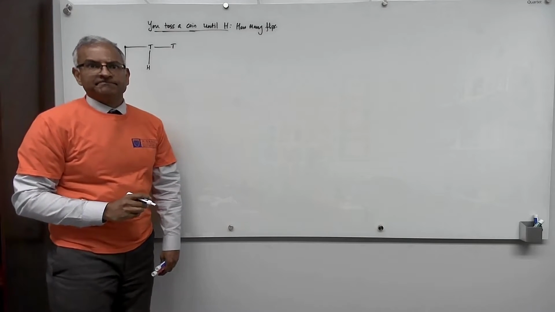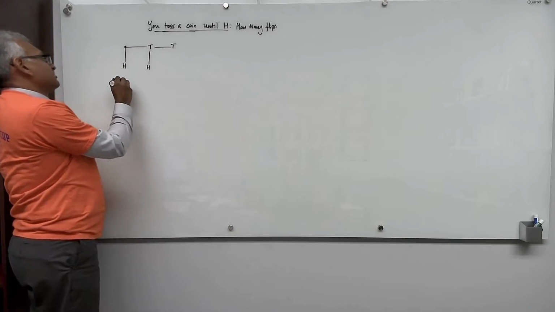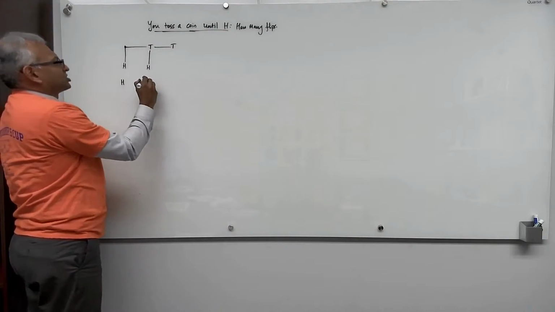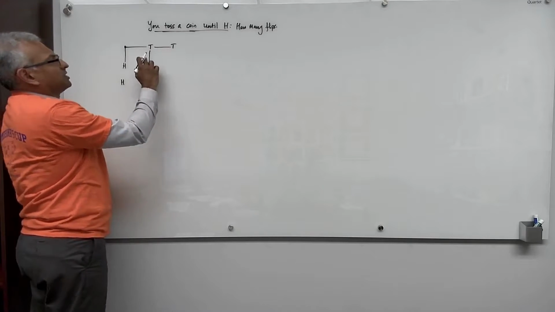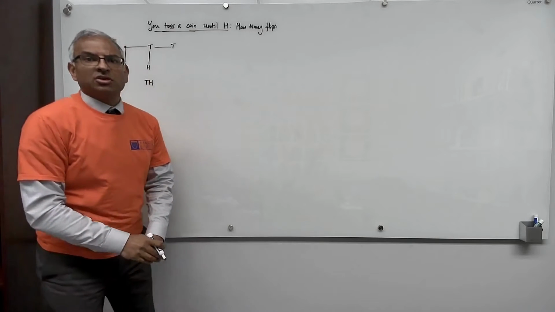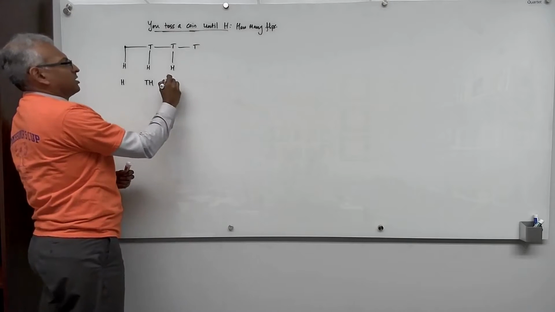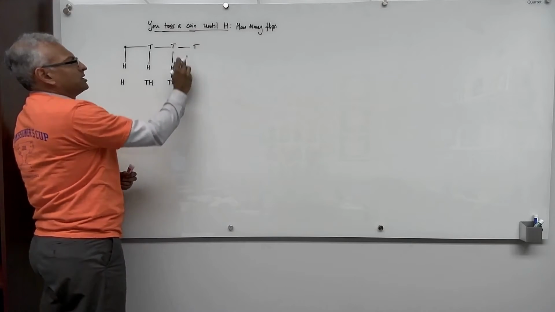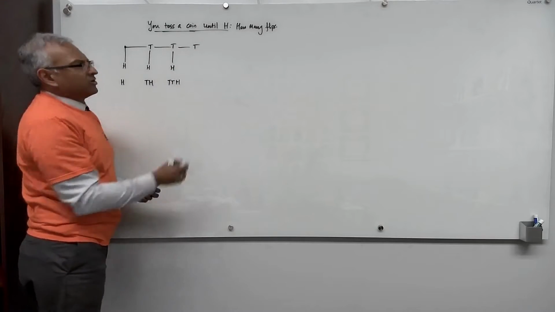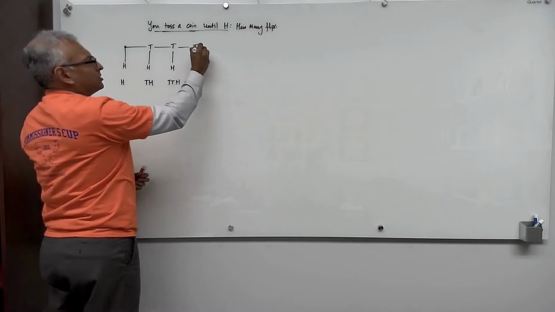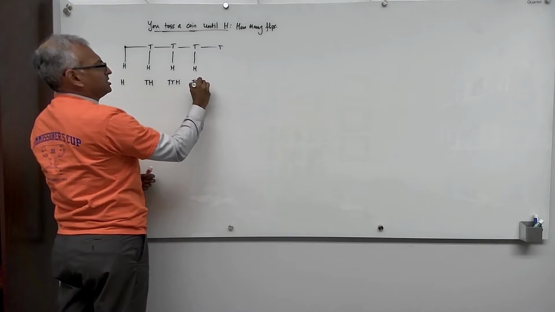In this case, here the outcome is H. Here the outcome is TH. Here the outcome is not yet determined. The experiment is not yet over. So you keep flipping. You can get a heads or you can get a tails. Here the outcome is TTH. You stop. And here it's not yet over. So you flip again, heads or tails. And here the outcome is TTTH.